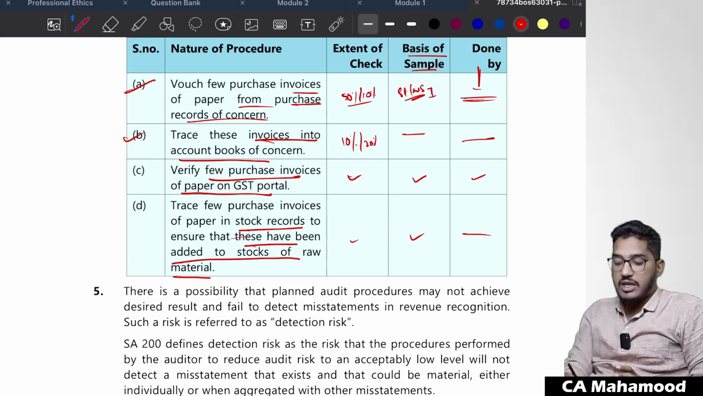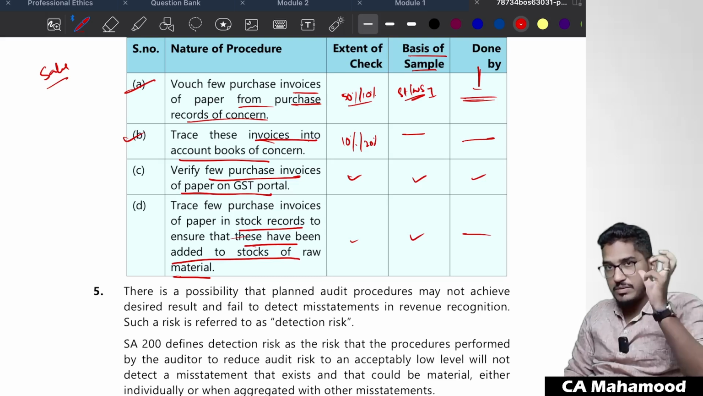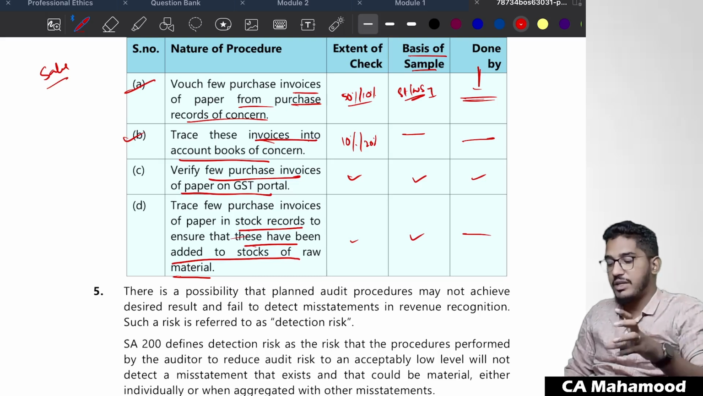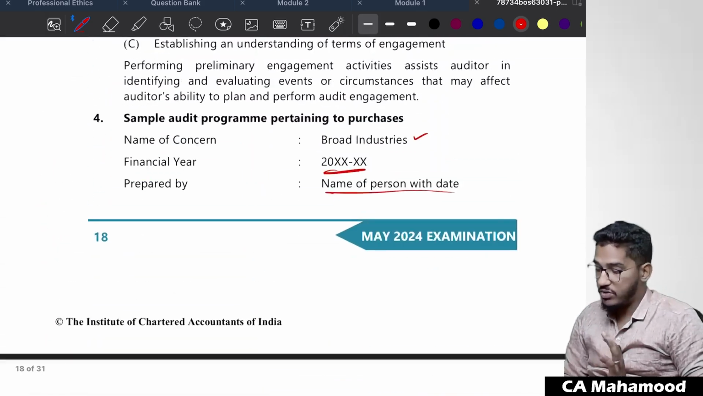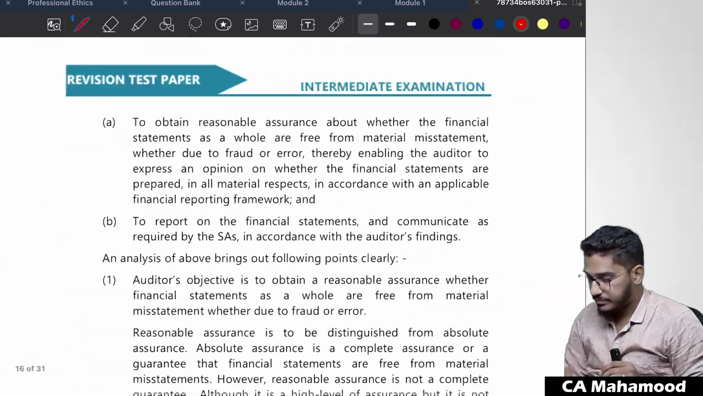So like this, even if they ask you to write an audit program for sales, you can replace that purchase invoice, and you have to apply some concept, some logic also, and you can write this kind of audit program. So very, very important. Please be cautious about this kind of questions.